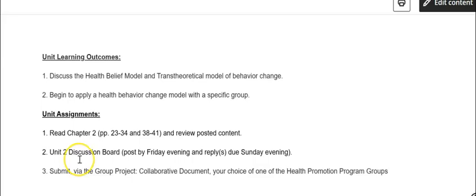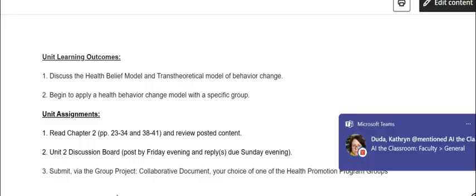Unit 2, you're going to then do your discussion board. And again, as it states in the syllabus, there is a page in the syllabus that gives you the grading rubric for the discussion board, so how best to get the full 20 points. You need to post by Friday evening and reply by Sunday evening. And you're going to submit using a collaborative document, which is really easy to use.